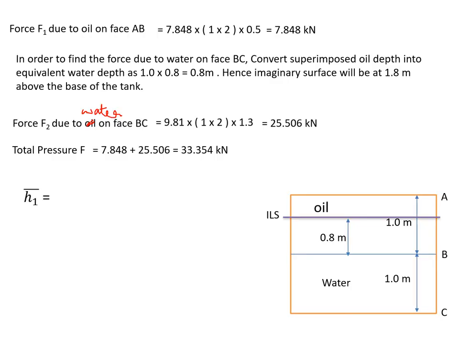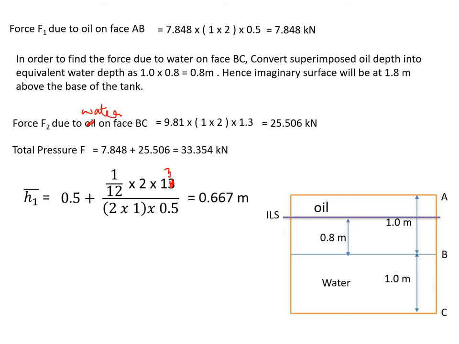So how to find out the position of force F1? So that is x bar plus Ig by Ax bar. So what is x bar here for the face AB? That is due to oil. Force F1 is due to oil. So therefore the entire depth of 1 meter is taken. So x bar is 0.5 meters. So 0.5 meters plus, here it is 2 into 1 cube, BD cube by 12. So 2 into 1 cube by 12. Area is 2 into 1 and x bar is 0.5. So that gives 0.667.